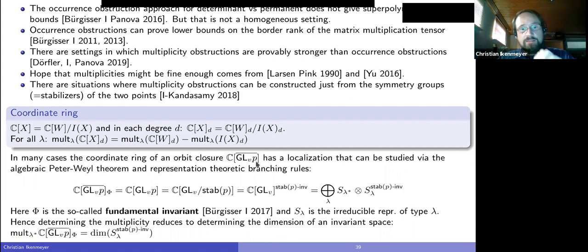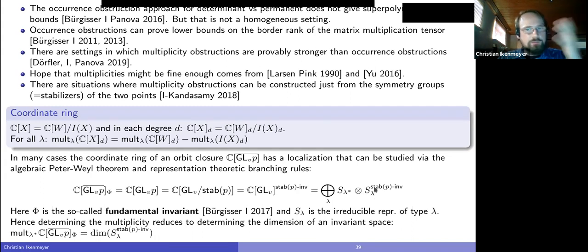In many cases, the coordinate ring actually has a localization that can be studied using the algebraic Peter-Weyl theorem, which we might discuss in this lecture series, and representation theoretic branching rules. So this orbit closure that we want to understand, its localization at a fundamental invariant is the coordinate ring of the orbit, which is the coordinate ring of a quotient, which is the coordinate ring of the group taking the stabilizer invariants. And so we will discuss some of these concepts. And then this coordinate ring is actually understood. Its representation theoretic structure is completely understood.